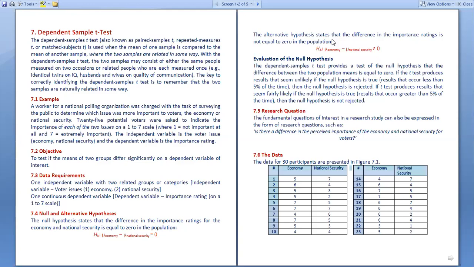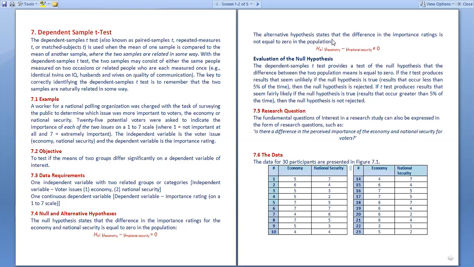So that is our null hypothesis. Looking at the alternate hypothesis, here we are stating that the difference in the importance rating is not equal to 0 in the population. This means the alternate hypothesis is: mean of economy minus mean of national security is not equal to 0. This means that there is a significant difference in the level of importance given by voters for national polling for economy vis-a-vis national security.